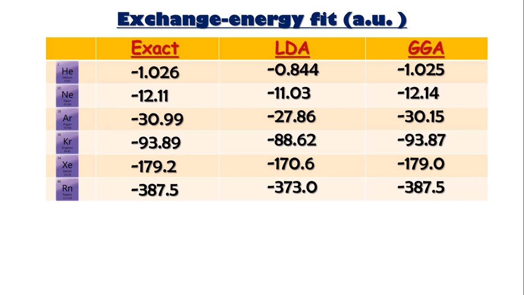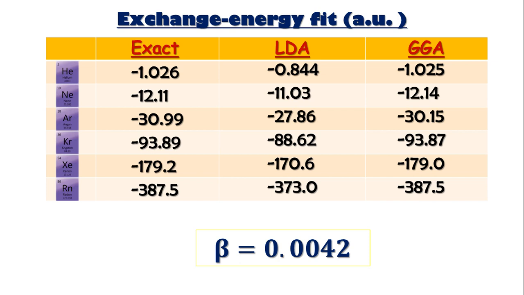As you can see, the exchange energies calculated according to GGA are in pretty good agreement with the exact exchange energies according to the experimental values. Okay, after fitting the exchange energy in atomic units, Becke got beta to be 0.0042. So, as you can see, the results are much more improved in GGA.